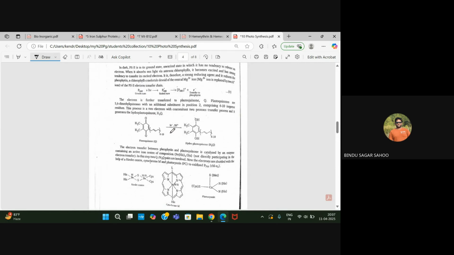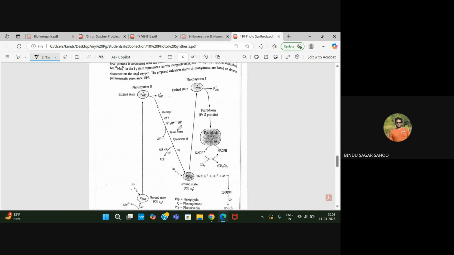Yes or no? Then further, what happens? The electron is further transferred to plastoquinone and Q-plastoquinone, and this step will continue just like that. Plastoquinone and Q-plastoquinone means we can say hydroplastoquinone. Here we can see this is plastoquinone, this is hydroplastoquinone. That means the electron is carried or shifted from one pigment to another. Here you can see Q means quinone, hydroplastoquinone.